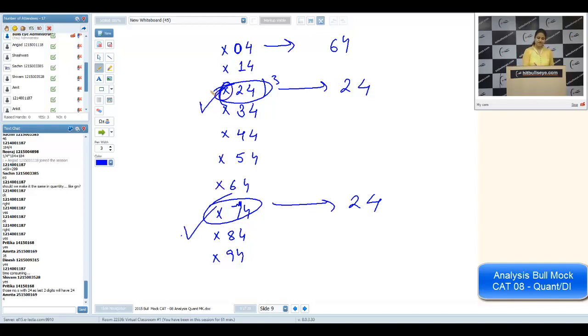So for the hundreds place we have 9 choices. We can take any digit from 1 to 9. 0 is not allowed, of course, because we are talking about a 3-digit number. That's why, how many choices are there? 18. 9 for every case. Is it okay?